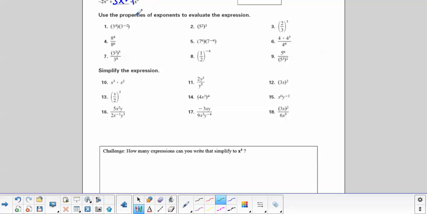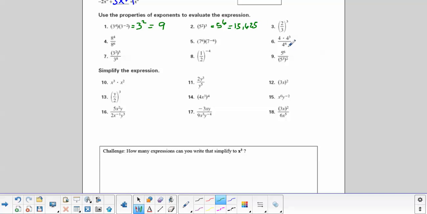For the first one, it's a multiplication problem, so you add the exponents, and I get 4 plus negative 2 is 2, and 3 squared is 9. 3 times 3 is 9. Next one is power to a power, so I'm going to get 5 to the sixth. And that one you probably do need a calculator for because it's 5 times 5 times 5 times 5 times 5 times 5, which is pretty big. It ends up being 15,625.